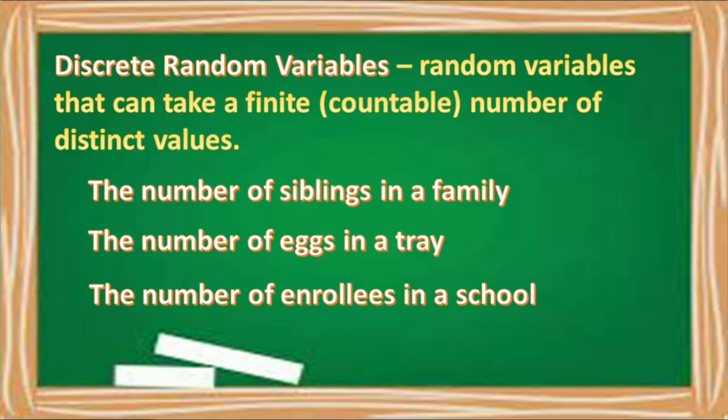So as you can see, the values in its random variables can be obtained by counting. Let's say the number of siblings in a family. You can just count the number of siblings. Say 3 siblings. The number of eggs in a tray. Say 15 eggs in a tray. The number of enrollees in a school. Say we have 1,000 enrollees in a school.